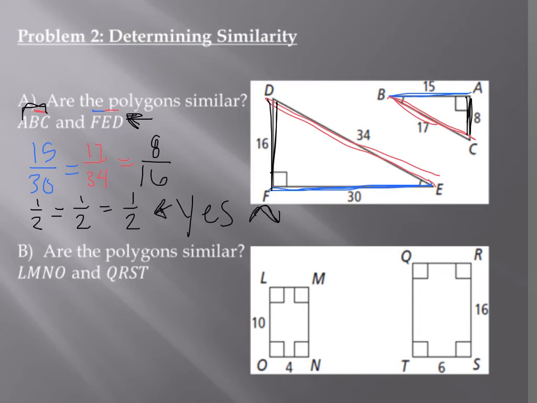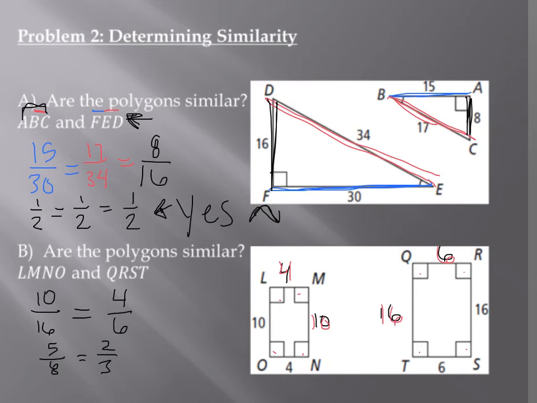Again, I want you to pause the video right now and try to see if you can tell if polygons LMNO and QRST are similar. When you're first looking at this problem, since it is a rectangle because all the angles are 90 degrees, I first wrote in that these two lengths are 10 and 4 and these two are 6 and 16. And since the opposite sides are congruent, I'm just looking at two proportions.